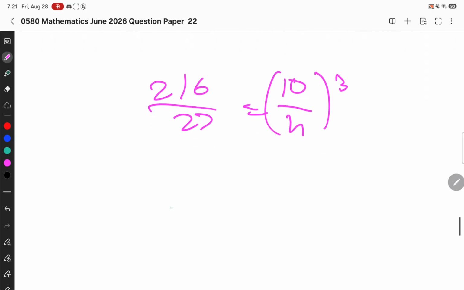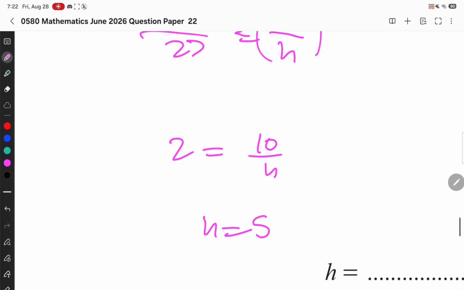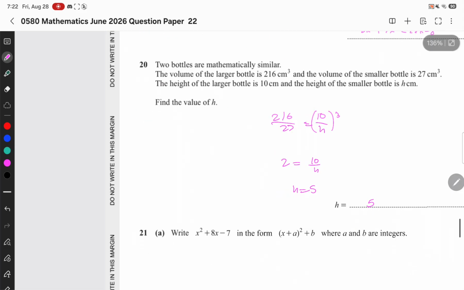We hate cubes. So this is 6 over 3 is equal to 10 over h. What do we get? This is 2. Yes, 2. Then we get h is equal to 5. Simple. Wow.